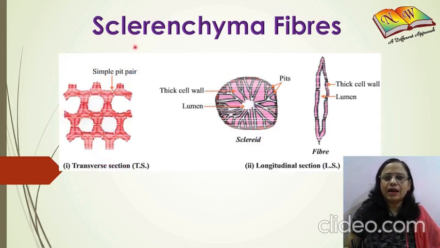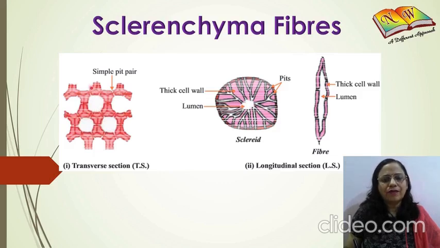Sclerenchyma fibers are always dead. So they are never found in the living state. It's basically a dead tissue. And the cells have very thick cell walls. So you can see in the transverse section that the cell walls are highly thickened because of the deposition of lignin. And there is no cytoplasm, no nucleus, no vacuole.